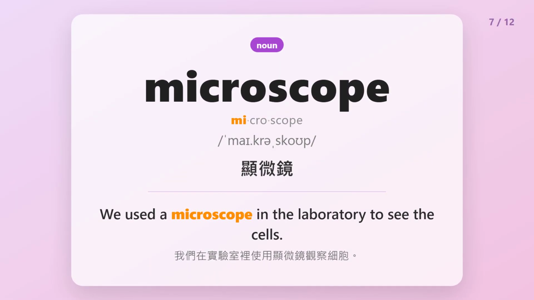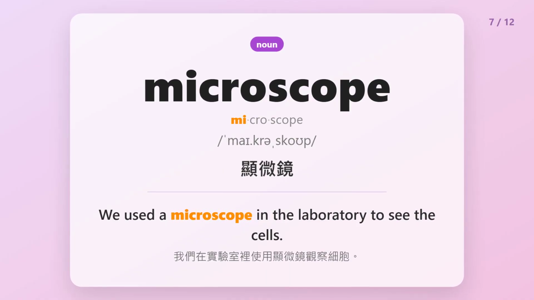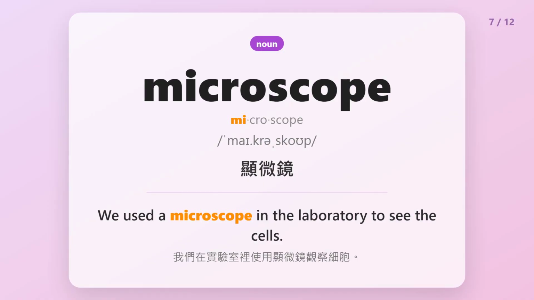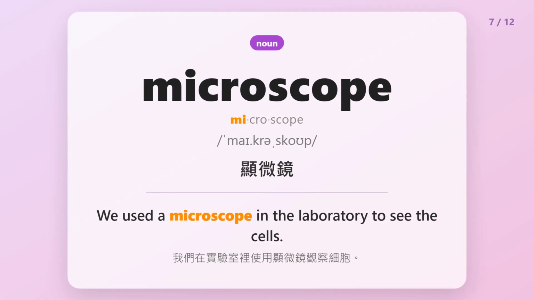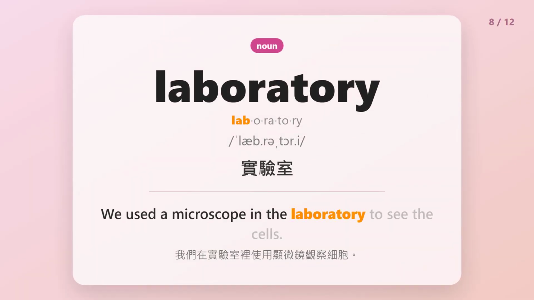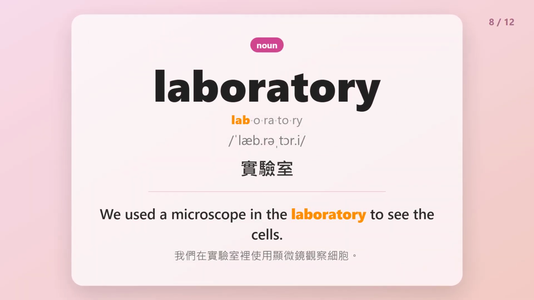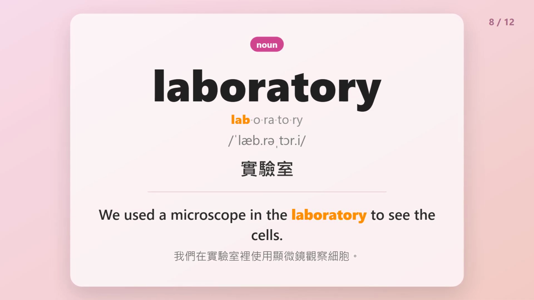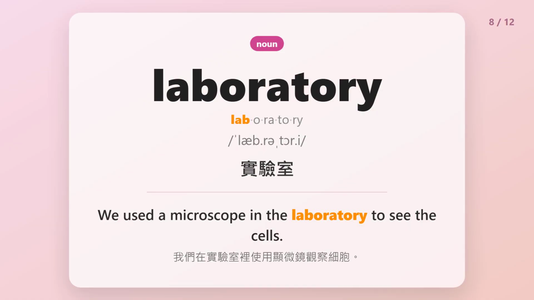Microscope. We used a microscope in the laboratory to see the cells. Laboratory. We used a microscope in the laboratory to see the cells.